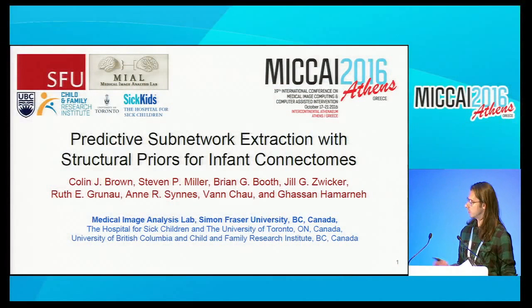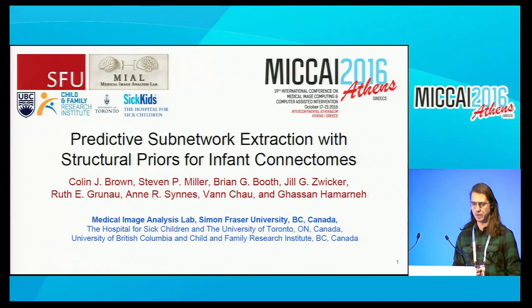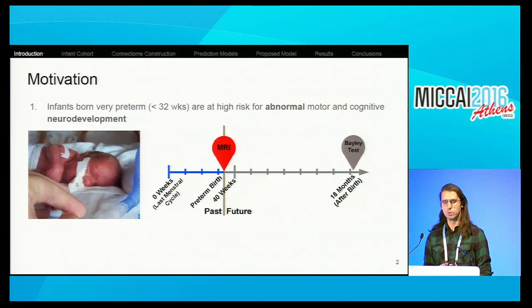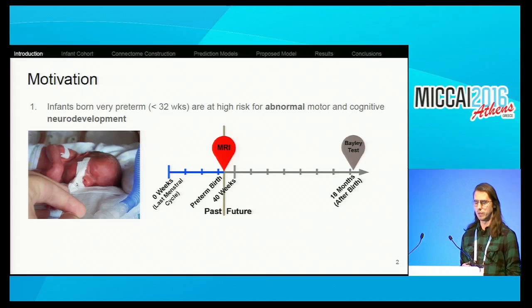Hi everyone, so thanks for the introduction. I'm Colin Brown and this work is in collaboration with the BC Children's Hospital and the Sick Kids Hospital, and I'm from the Medical Image Analysis Lab at Simon Fraser University. So when an infant is born very preterm, or before 32 weeks, they're at a high risk for abnormal development, both in motor development and cognitive development.